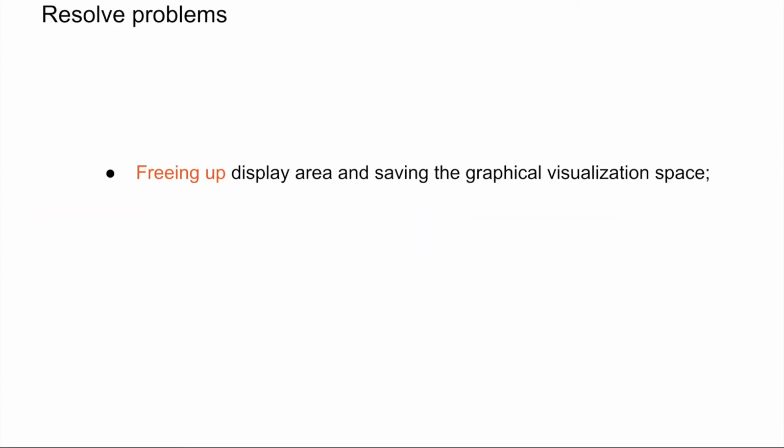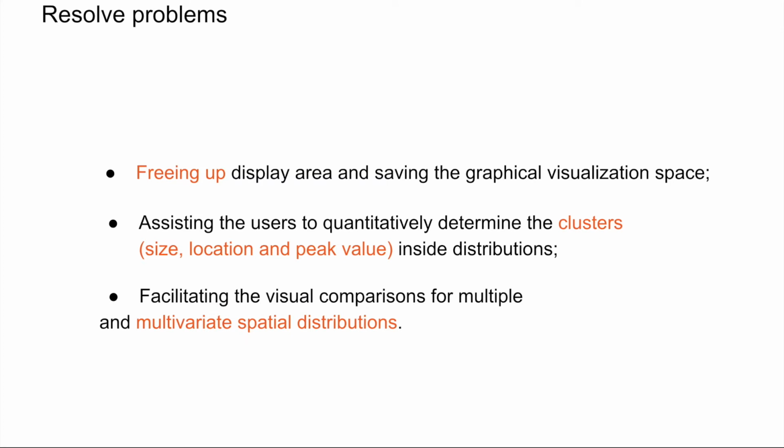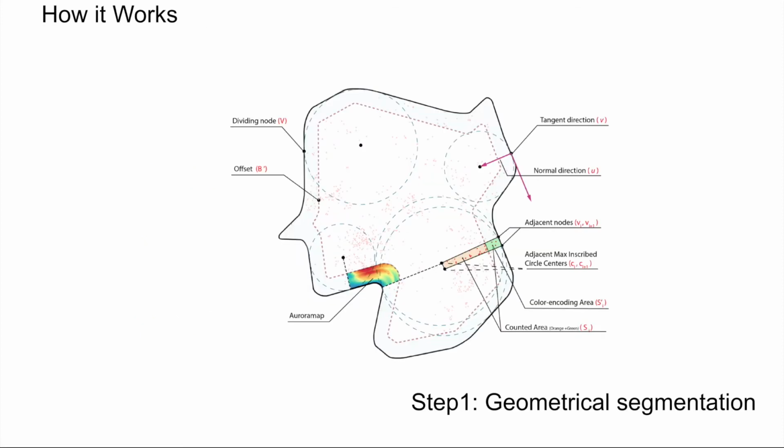First, it frees up and saves the graphical visualization space. Secondly, it assists the users to quantitatively determine the clusters inside the distributions regarding the cluster's size, relative locations, and peak values. Furthermore, it facilitates the visual comparisons for multiple and multivariate spatial distributions. So, how does the algorithm work?